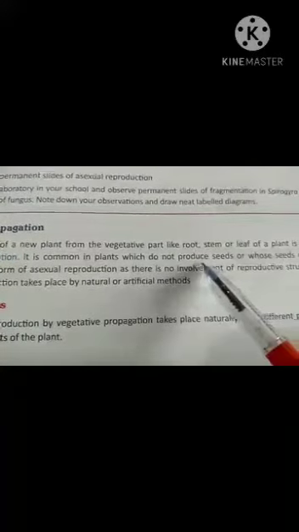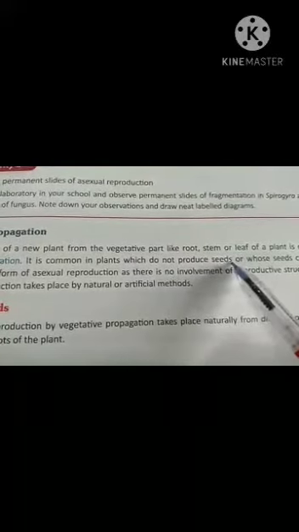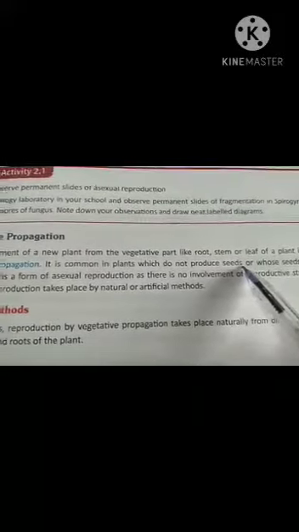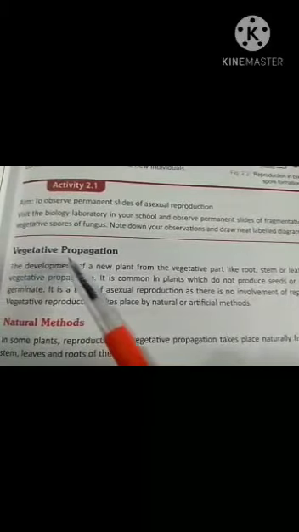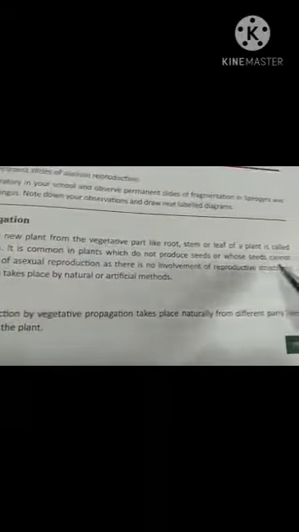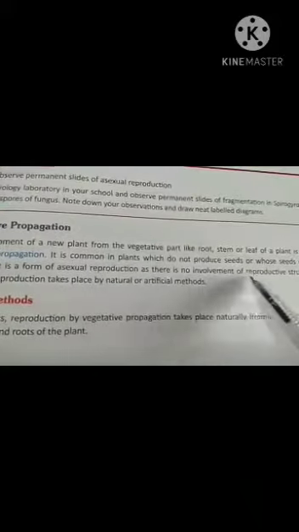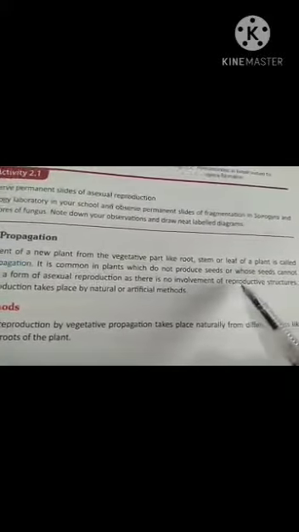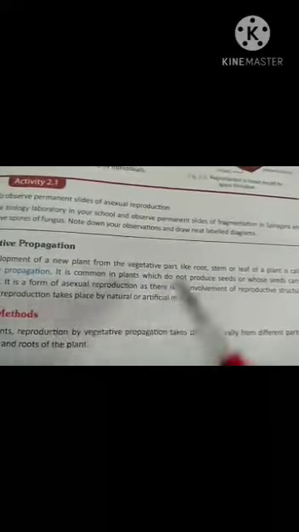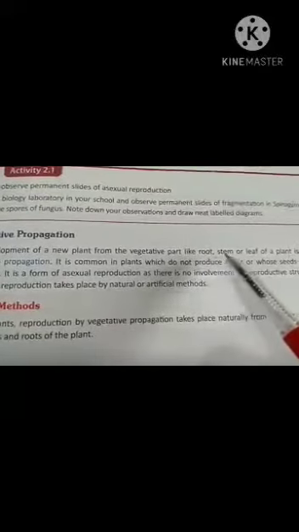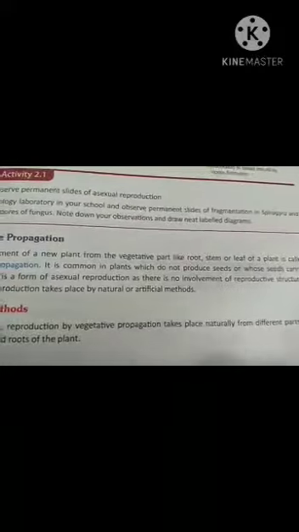Okay, because you know students that whenever there is production of seeds, seeds are the result of the sexual mode of reproduction, but we are studying right now the asexual mode of reproduction with the example of vegetative propagation. Okay, then it is a form of asexual reproduction as there is no involvement of reproductive structures. So in case of seed formation, we know pollen cells are required, egg cell is required, but in this case whatever they are stating, that root, stem or leaf is enough to give rise to a new plant.